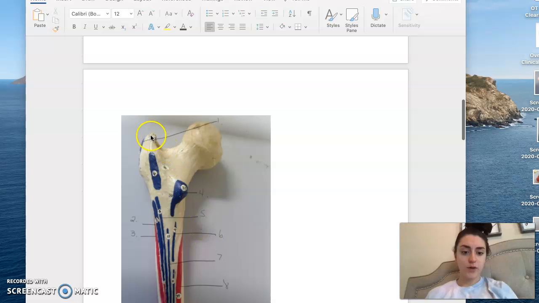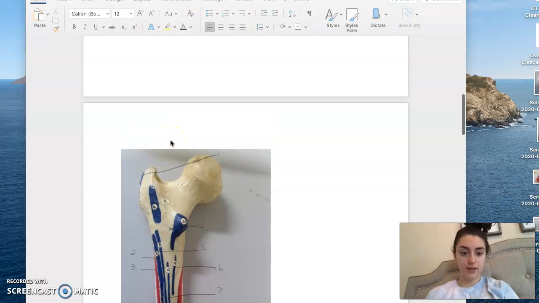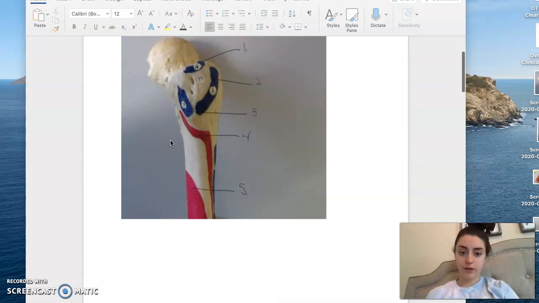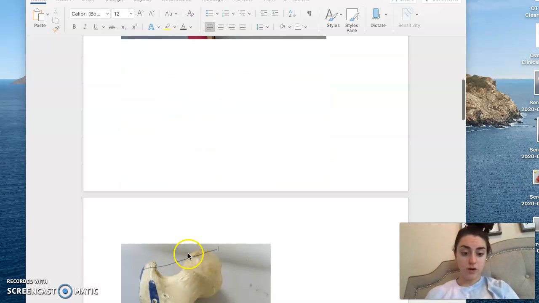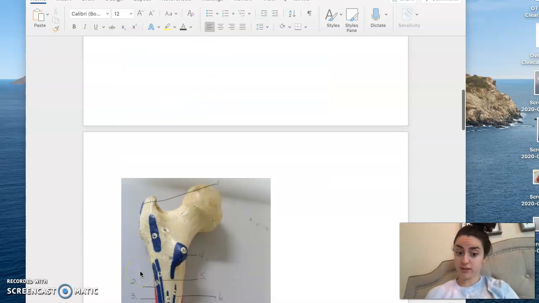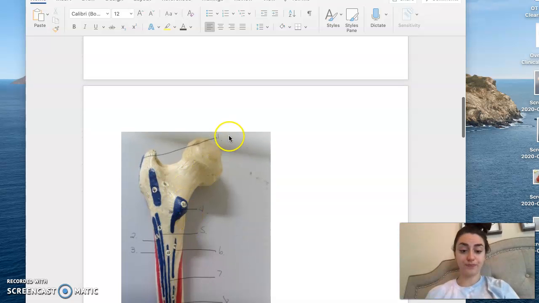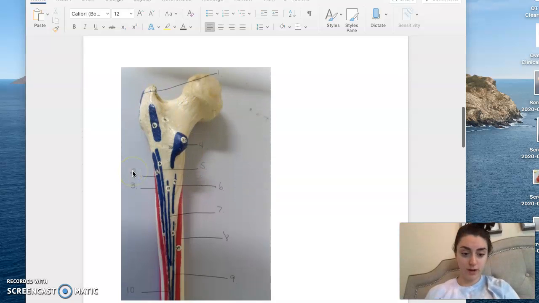So on to the next bone. From what I can tell right here, this looks like the posterior view of what we had labeled as the insertion of the gluteus medius. So that's what I'm going to say that is, because it wasn't labeled in the pictures. But anyway, so that'll be number one.